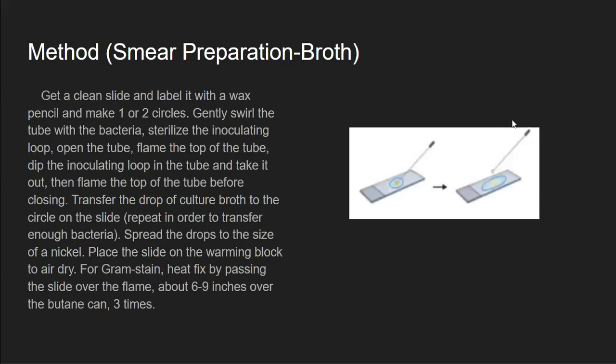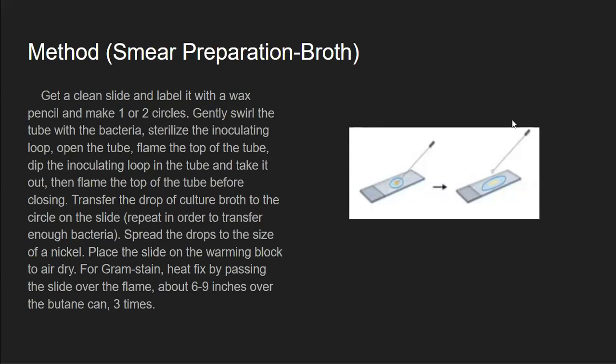The method for preparation for broth. Get a clean slide and label it with a wax pencil and make one or two circles. Gently swirl the tube with the bacteria. Sterilize the inoculating loop, open the tube, flame the top of the tube, dip the inoculating loop in the tube and take it out. Then flame the top of the tube before closing. Transfer the drop of culture broth to the circle on the slide.